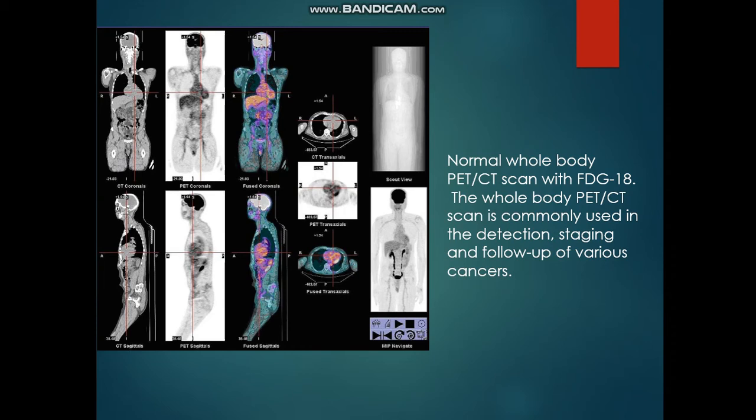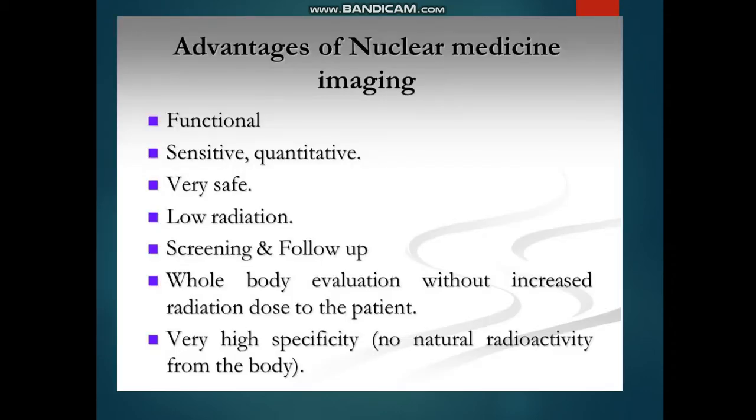For example, in this picture you can see a normal whole body PET scan. The whole body PET scan is commonly used in the detection, staging and follow-up of various cancers. That's for investigation of primary and secondary tumors. This method is so important.